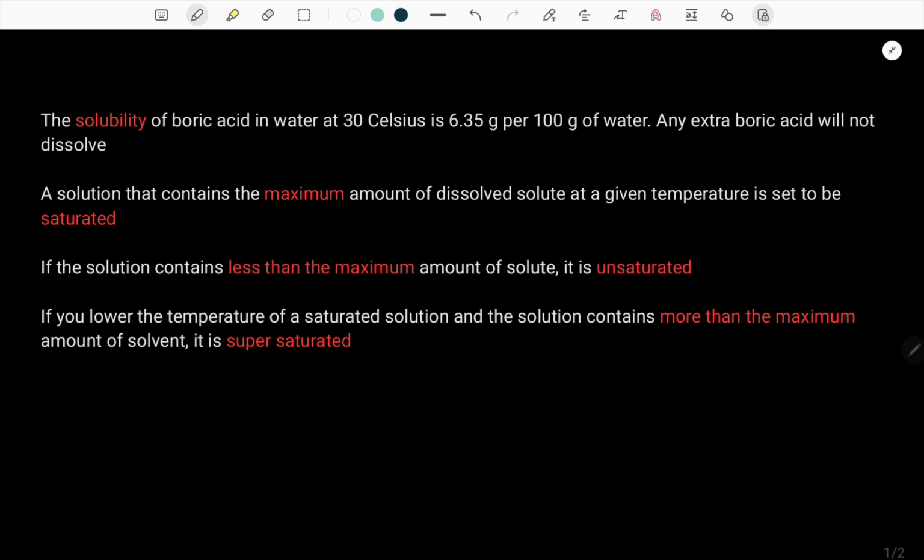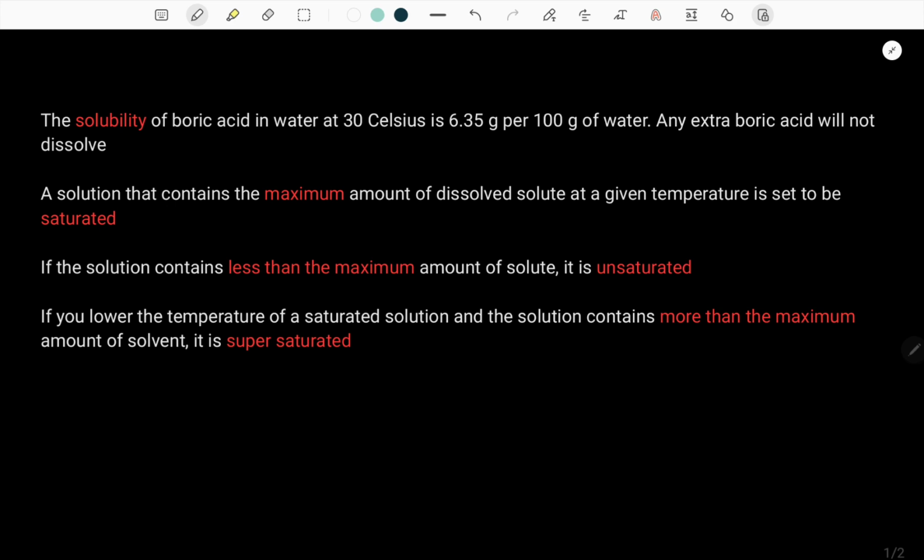And now let's look at the definition of saturated and unsaturated. So a saturated solution basically means that it contains the maximum amount of dissolved solute at the given temperature, which in our example means, let's say if we have dissolved 6.35 grams, or let's say 6.34 grams in 100 grams of water at this temperature, then that solution is saturated. If it's any less than the maximum amount, let's say 3 grams dissolved, that will be unsaturated.